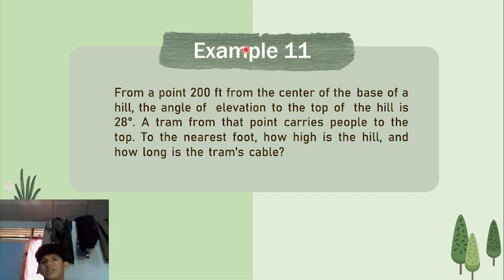Next one is example 11. From a point 200 feet from the center of the base of a hill, the angle of elevation to the top of the hill is 28 degrees. A tram from that point carries people to the top. To the nearest foot, how high is the hill and how long is the tram's cable?